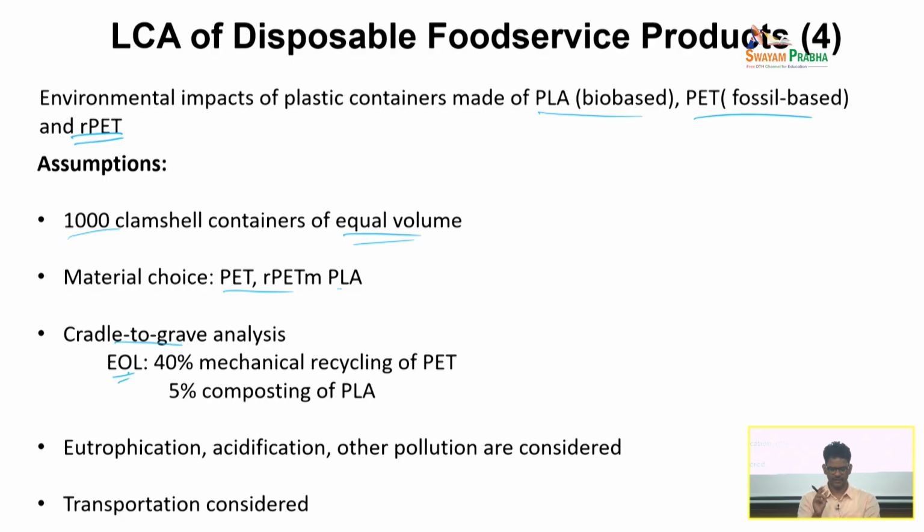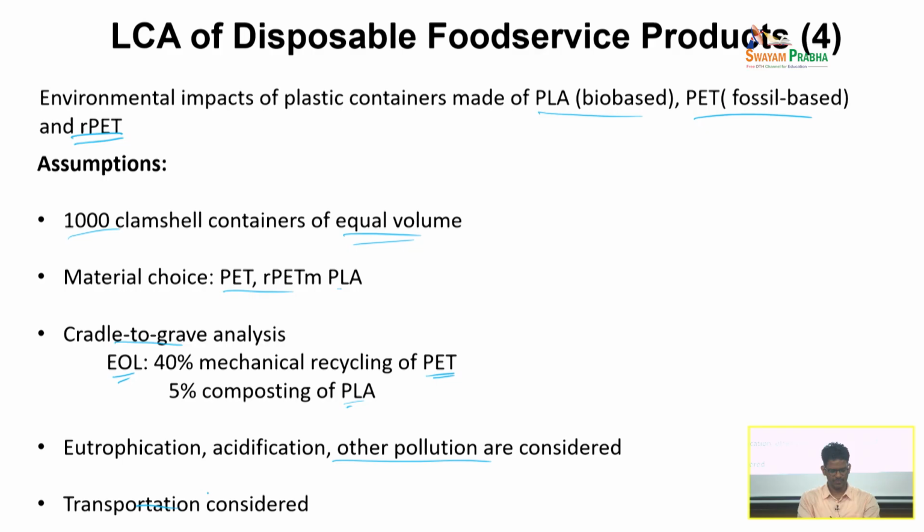They have got different options for different materials. As far as PET is concerned, 40% is recycled, and the remaining 60% is landfilled. When it comes to PLA, 5% is composted, and the remaining is landfilled. So you can see that you can make different choices for different materials. That's because of how we manage waste, whether we group all of them together and landfill, or we segregate and then manage one particular waste differently. So PLA can be identified, segregated, and managed differently. Again, all pollutions and transportation are considered.